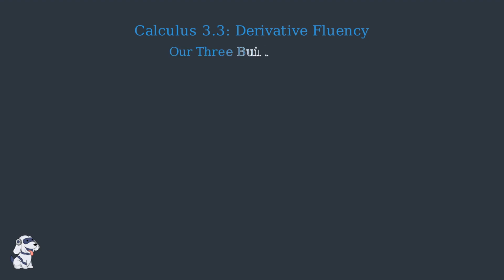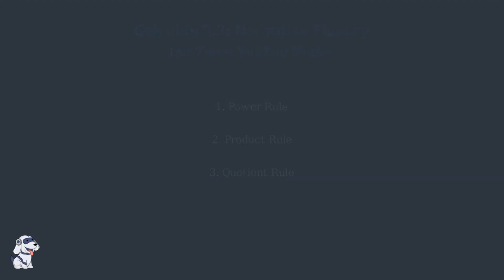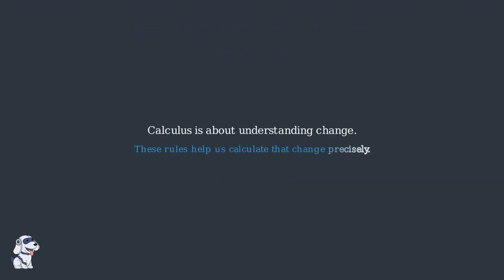We focus on three primary rules: the power rule for simple terms, the product rule for multiplying functions, and the quotient rule for division. These are the foundations of all derivative math. Calculus is ultimately about understanding how things change. Mastering these rules helps us calculate that change with perfect precision. Let's get started.